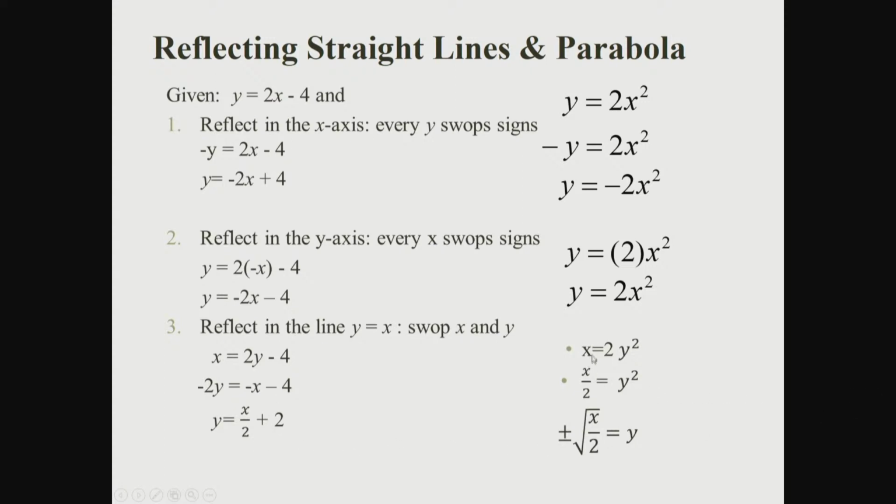Right, this side, you replace x by y, so x is equals to 2y squared, then divide by 2, then make y the subject of the formula. Since this is y squared, you can now apply the square root on both sides. Yes, remember we have reflection about the x-axis, y becomes negative. Reflection about the y-axis, it's x that becomes negative now. Reflection about the line y is equals to x, you swap the values around.